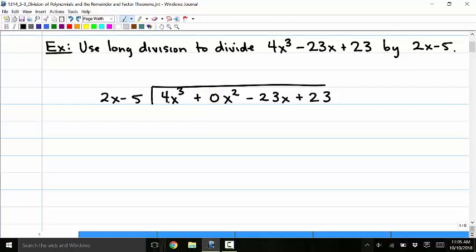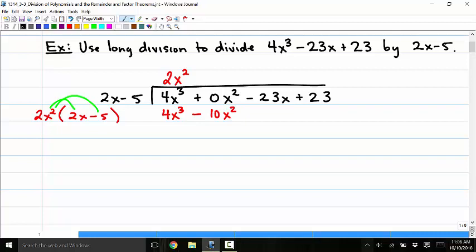All right, first step, you're going to say 4x cubed divided by 2x is what? So if you need to, go over to the side and say 4x cubed divided by 2x, what do you get? 2x squared. Okay, that's the number that's going to go up here, 2x squared. Over to the side, I'm going to say now 2x squared, that's what's up top, times 2x minus 5. Go distribute that. 2x squared times 2x gives me 4x cubed. 2x squared times negative 5 gives me negative 10x squared.